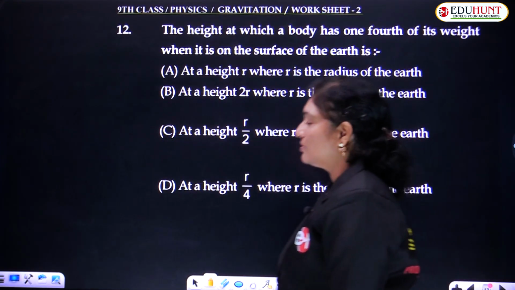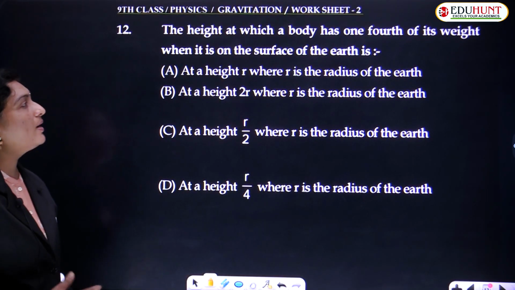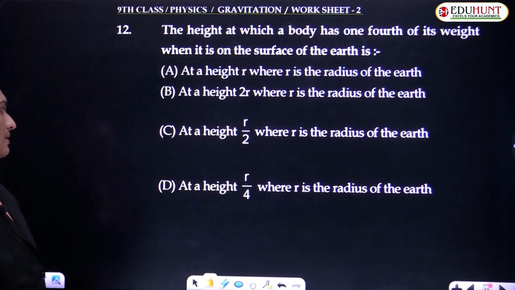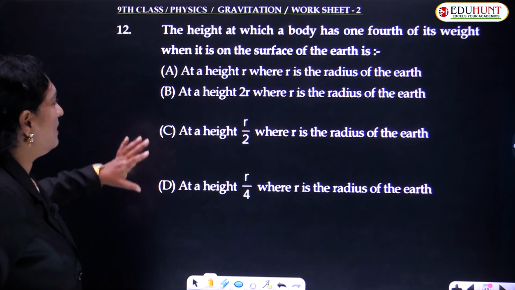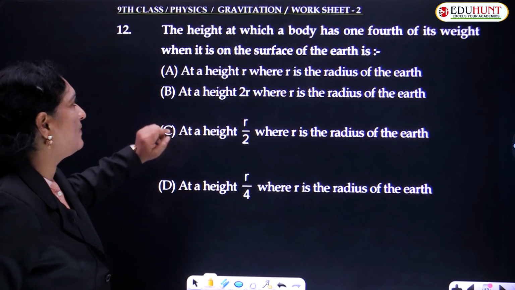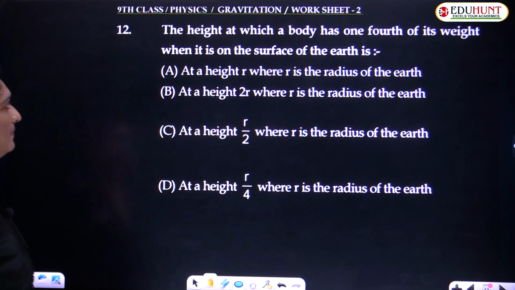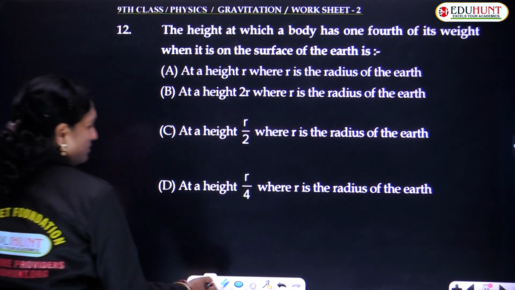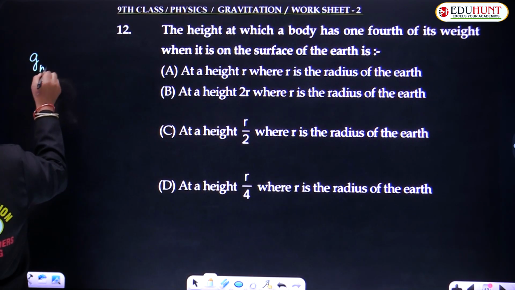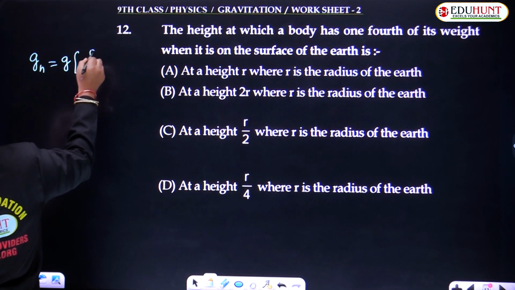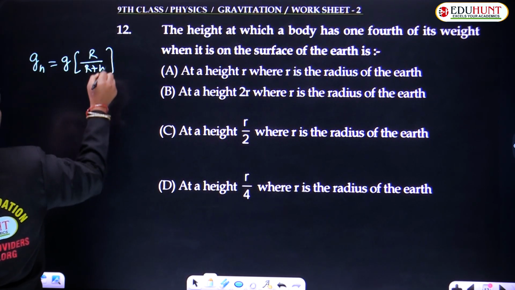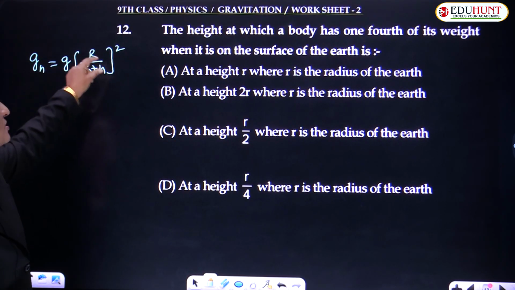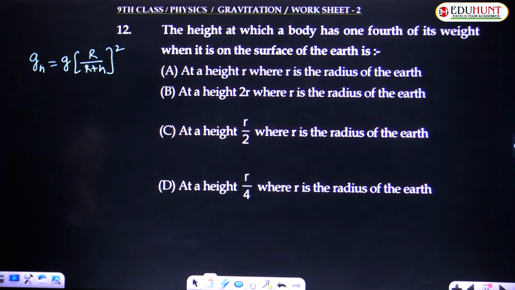So, moving ahead with the 12th question. The height at which a body has 1/4 of its weight when it is on the surface of the earth is... Okay, so what is given? The height at which the body has 1/4 of its weight when it is on the surface of the earth. You are asked to find the value of h. The formula is gh equals g times R by R plus h whole square. Hope you remember this formula. This height you are asked to find out. gh equals g times R by R plus h whole square.